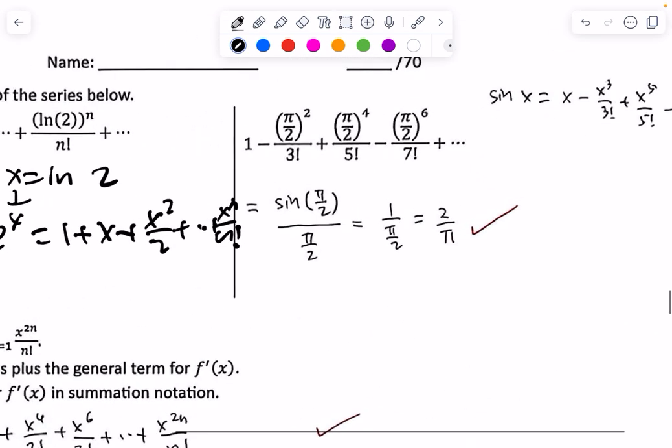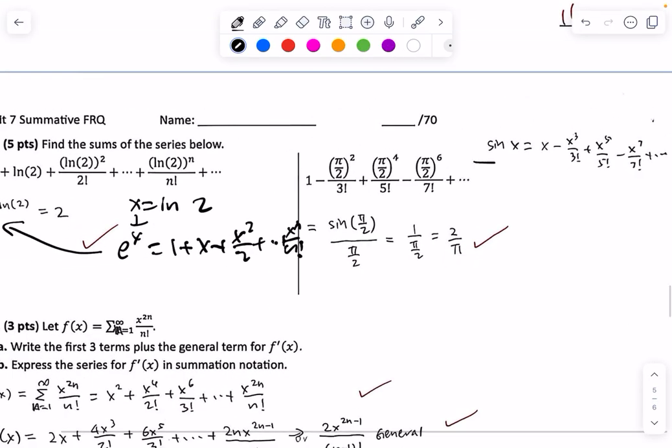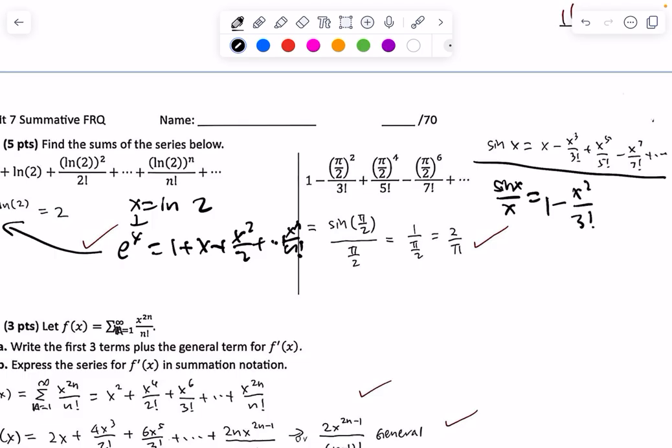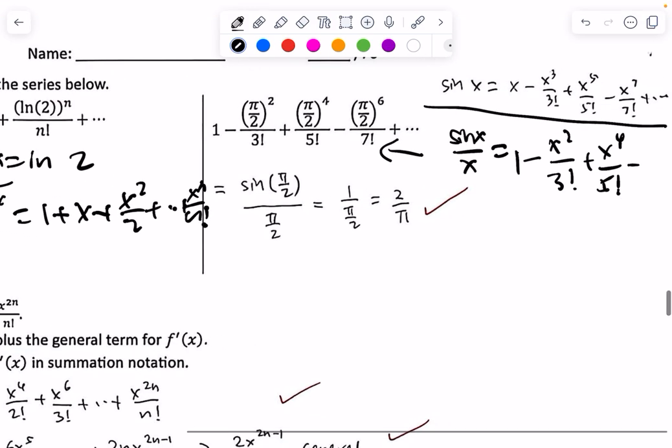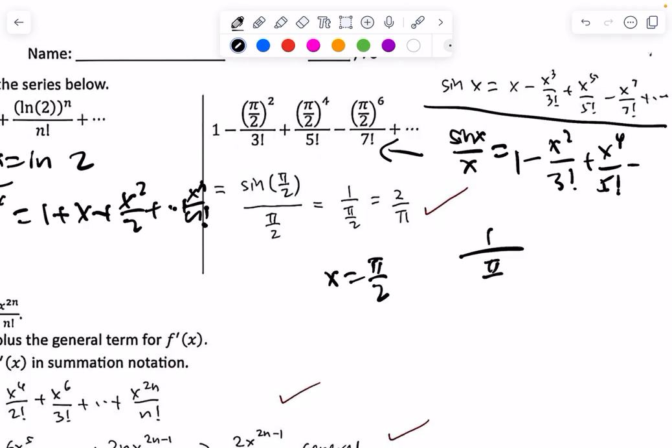Same idea for this. We know that sine x is equal to this. And so if we divide sine x by x, we get a series like this, which perfectly matches our series over here. And so in here, we're plugging in x equals pi over 2, and we get 1 over pi over 2, which is 2 over pi.